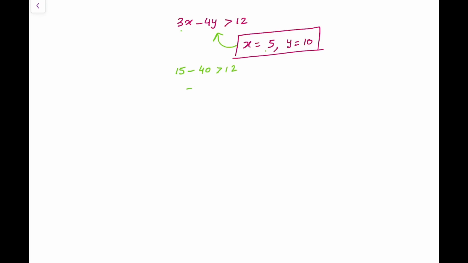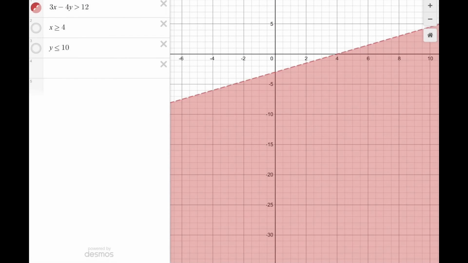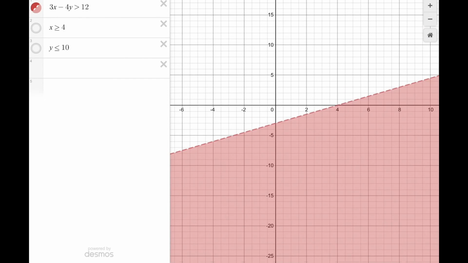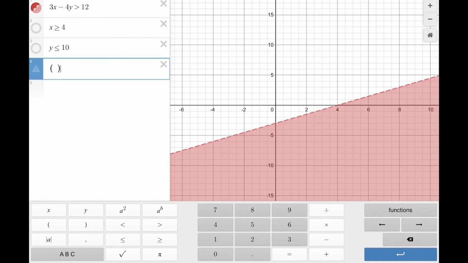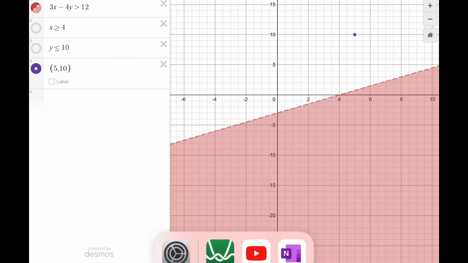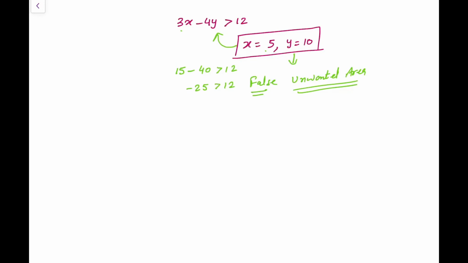Plug in the values. 15 minus 20, 4 times 10 is 40, sorry, greater than 12. So minus 25 greater than 12, which is false. Which means this point 5 and 10 should be in the unwanted area. So if we choose any other point, we can verify it, like for 5 and 10. See, 5 and 10 is the unwanted area, because it is not included in the inequality.